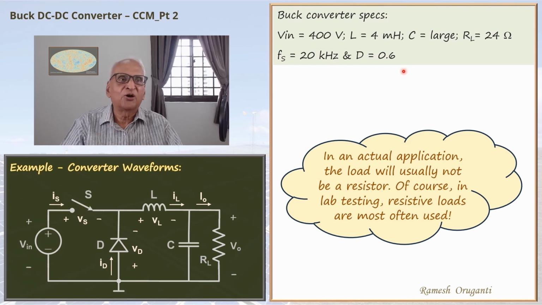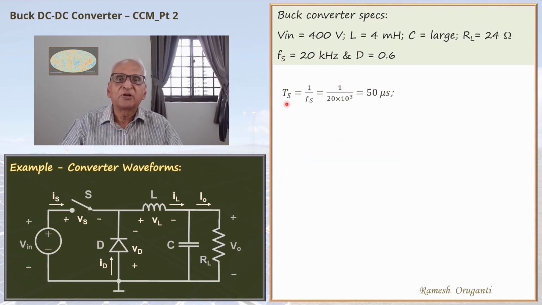We can show that the operation is in continuous conduction mode. Let's assume that it is in continuous conduction mode. The switching period Ts is given by 1 over Fs, 1 over 20 kilohertz, 50 microseconds. So T on is 0.6 of that, 30 microseconds, and T off is 0.4 of that, 20 microseconds.